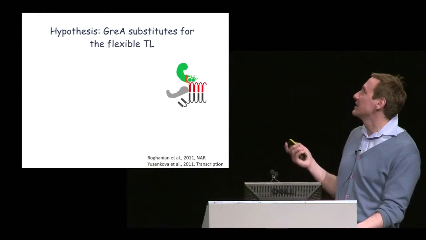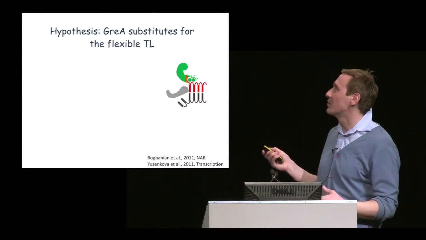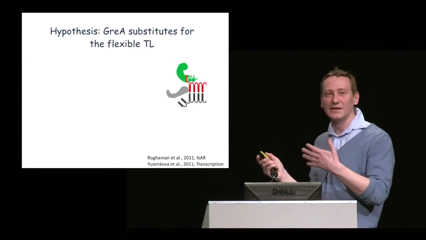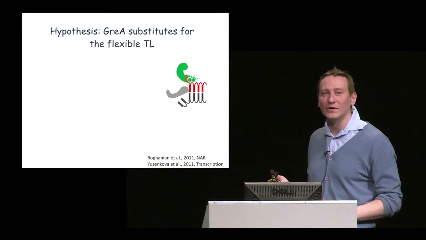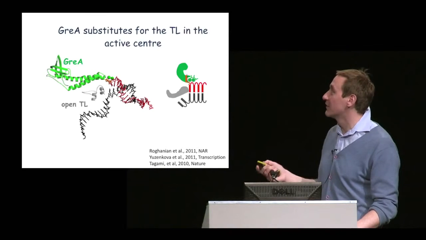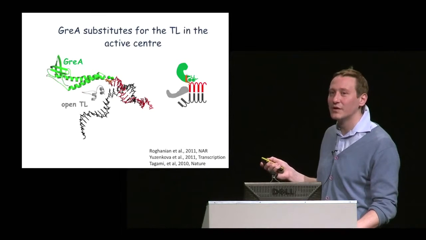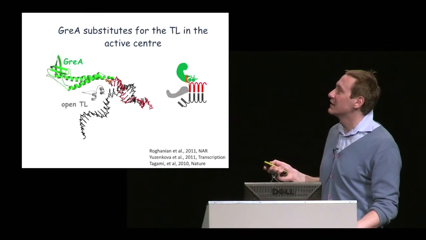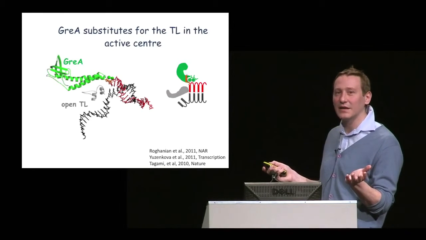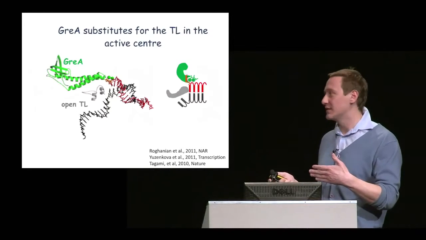So we hypothesized that maybe because the trigger loop is so flexible, it may adopt some sort of open conformation and let the GreA factor into the active center to bring its own catalytic activity. And our hypothesis was supported fairly soon by the crystal structure of RNA polymerase with the homolog of GreA. Indeed, the trigger loop in this complex is in the open, catalytically inactive conformation, and GreA literally substitutes for the trigger loop in the active site.